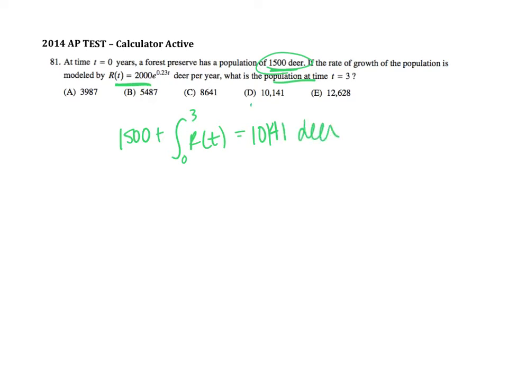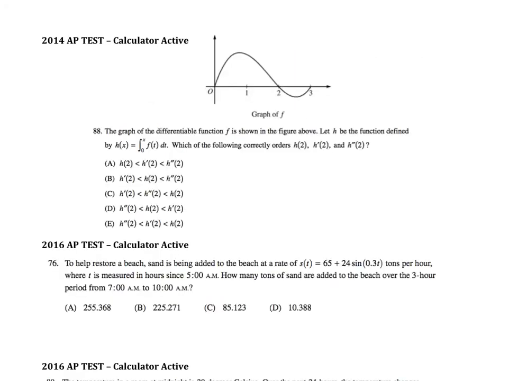10,141 deer. Option D. All right, here we're looking at h versus h prime versus h double prime, and all we know is h is the integral. So h of 2 would be the integral from 0 to 2 of f, and they gave us a graph of f. The integral from 0 to 2 would be a positive value. They want us to order h, h prime, and h double prime from least to greatest. So h of 2 is a positive value.